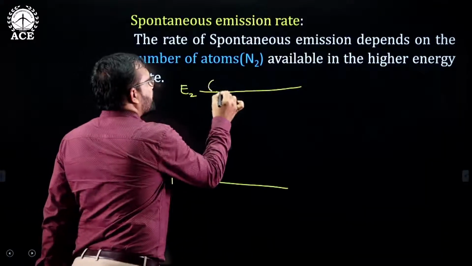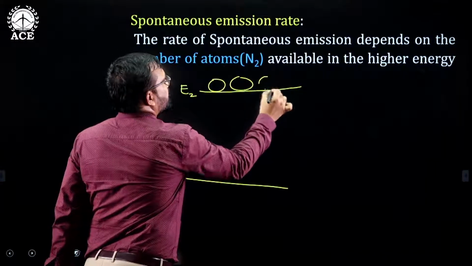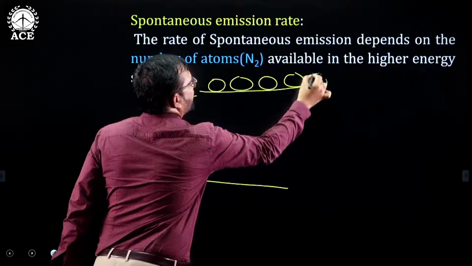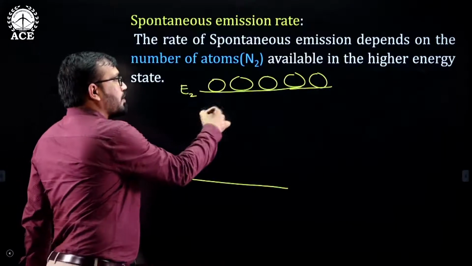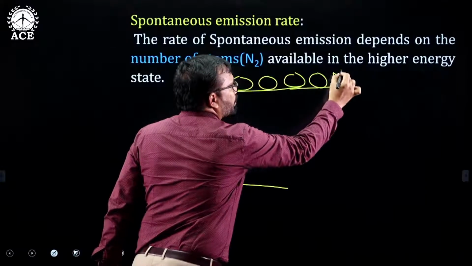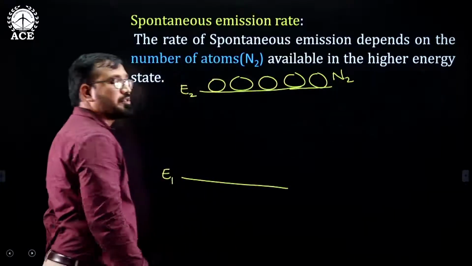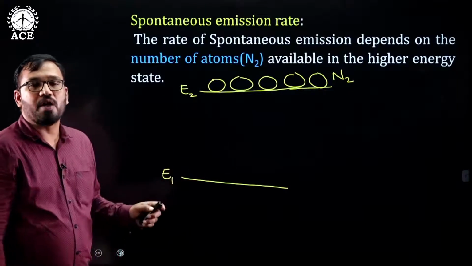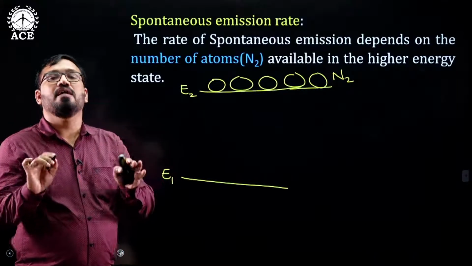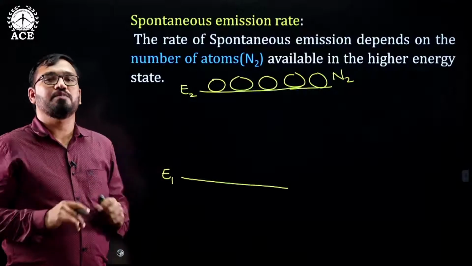So atoms are present here. What are these? Atoms are present in the excited level. Okay. Now the number of atoms present here is N2. In the E2 level, how many atoms are present? N2. So simple spontaneous emission just depends on the number of atoms present in N2.